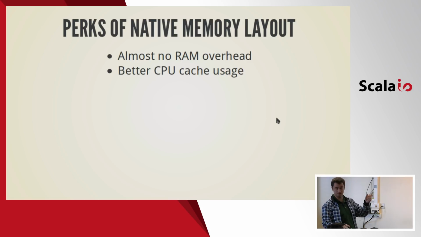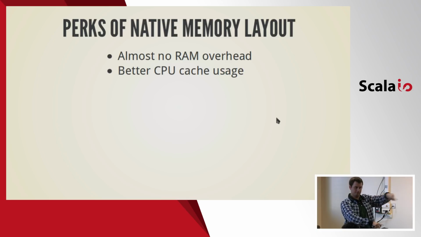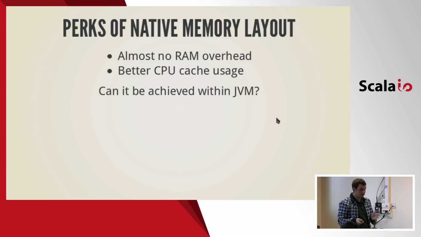For the CPU cache usage, it's almost perfect because your objects are in RAM in just a line. You don't need to go through the references, through the whole heap to fetch it. It's just straight, it can fit the cache. And the question is: can that be achieved inside of the JVM without going to this native madness?